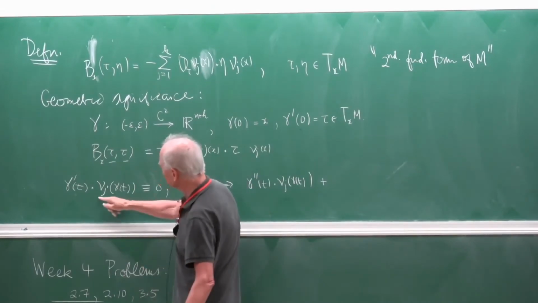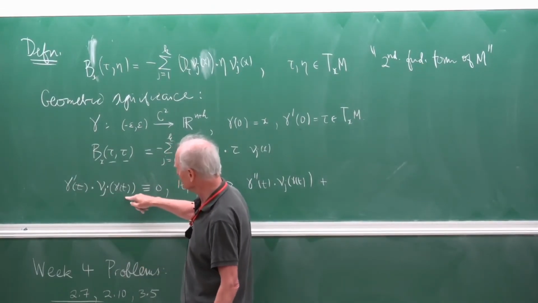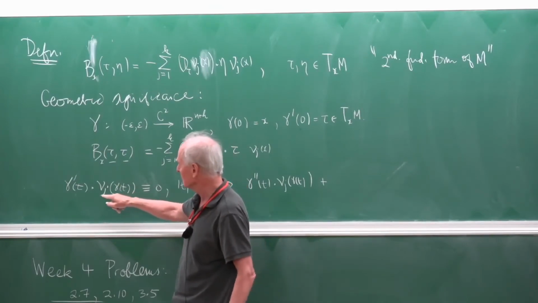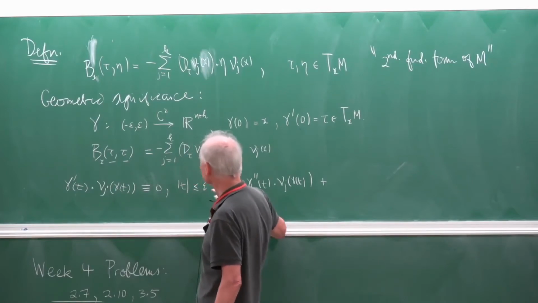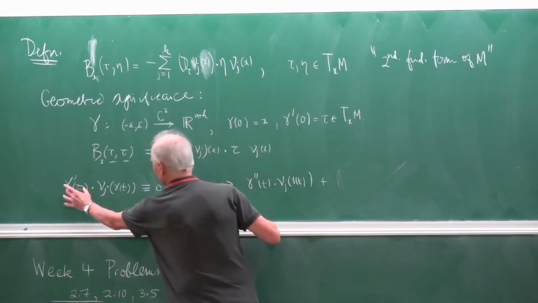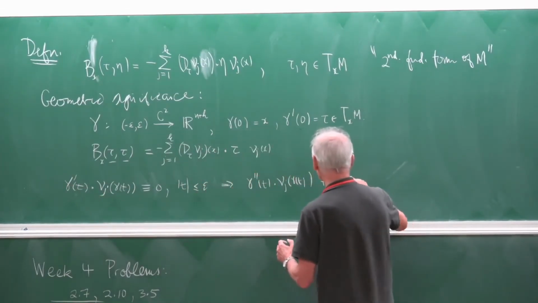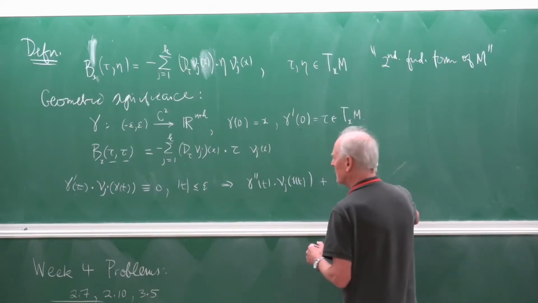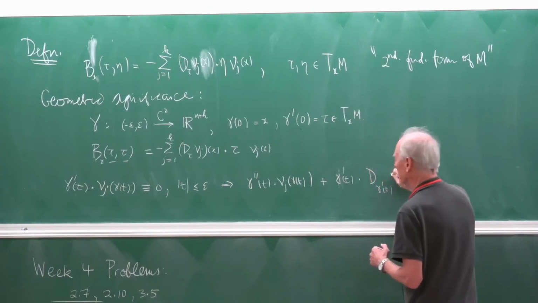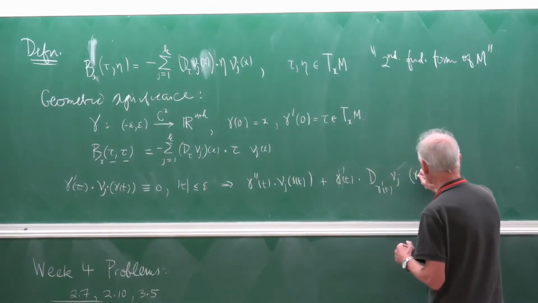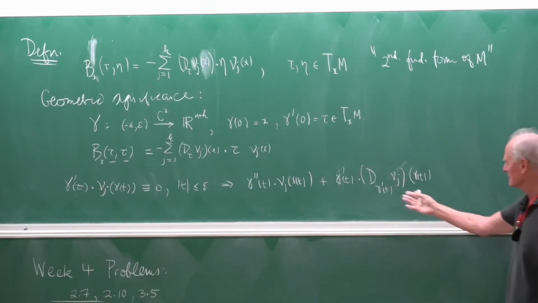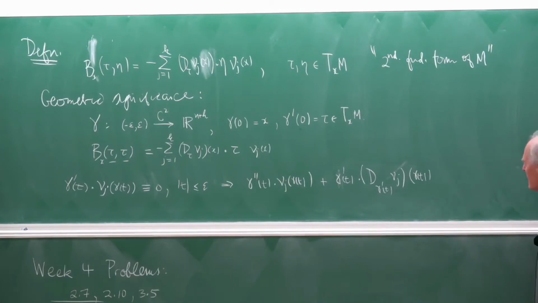Well, that's exactly how we define the directional derivative. So that's the directional derivative in the direction of gamma prime of nu_j. So plus, and we've still got this gamma prime guy here, so this is gamma prime t dotted with the directional derivative in the direction gamma prime t of nu_j evaluated at gamma t. Like that.